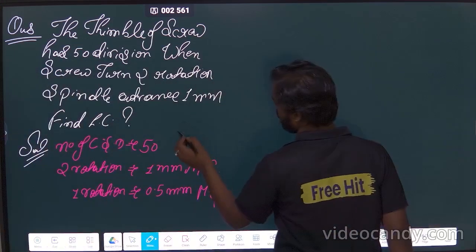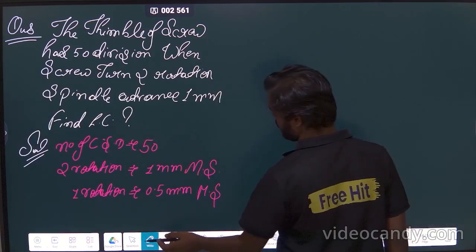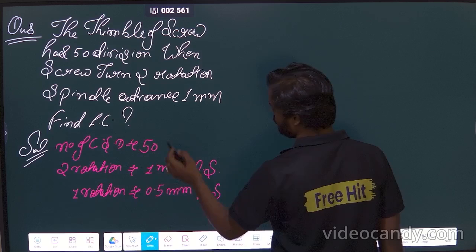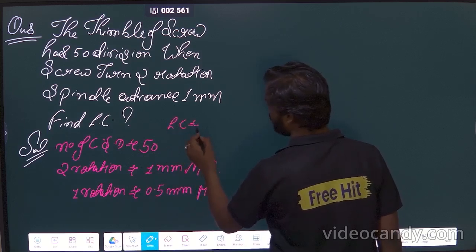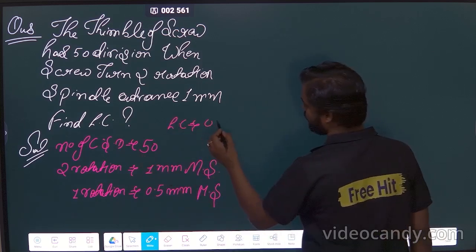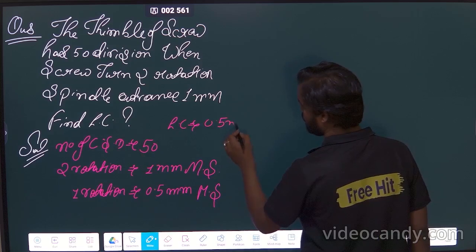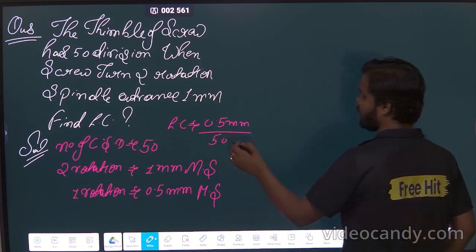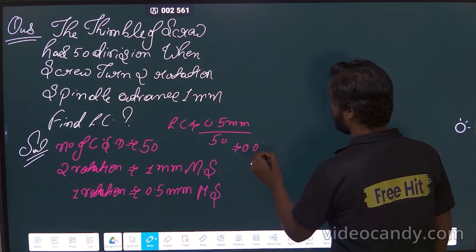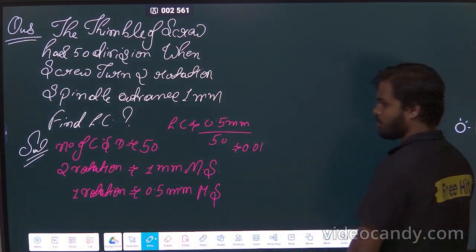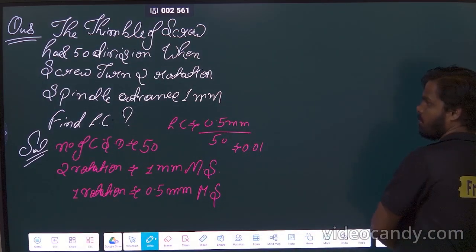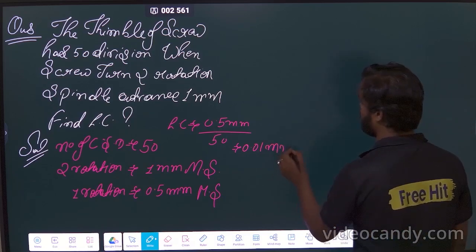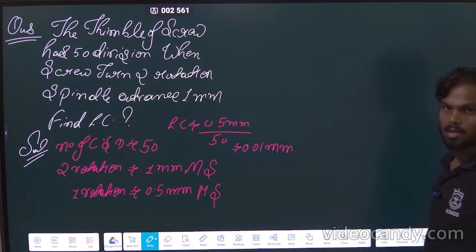So what is my least count? We got the values. This is only my pitch, because the distance covered in 1 rotation is the pitch. So I got my pitch as 0.5 mm, divided by 50. So this value will be 0.5 by 50, that is 0.01 mm. This is my least count. Are you getting my point?